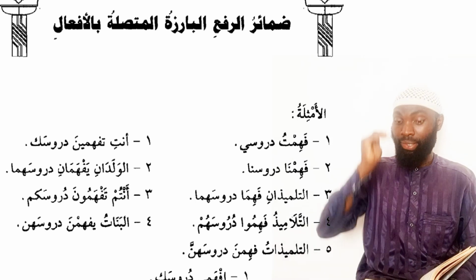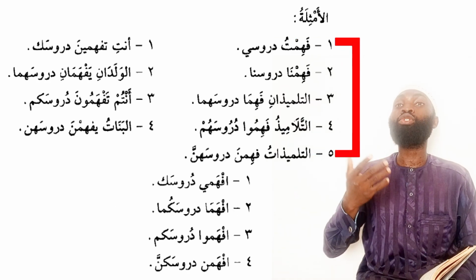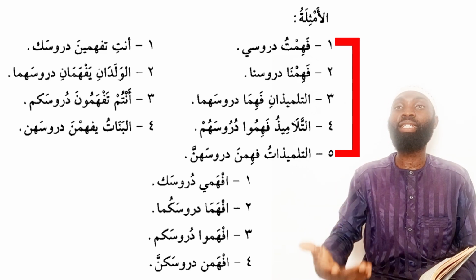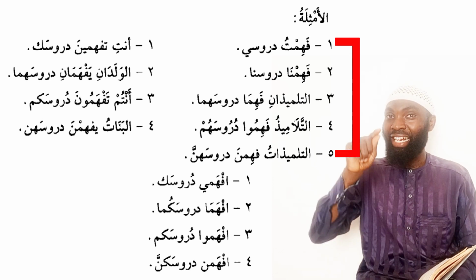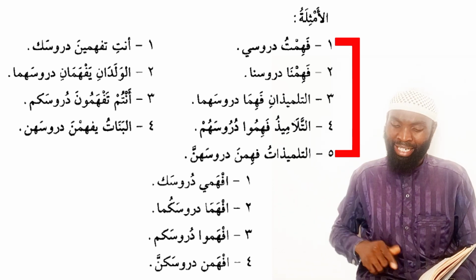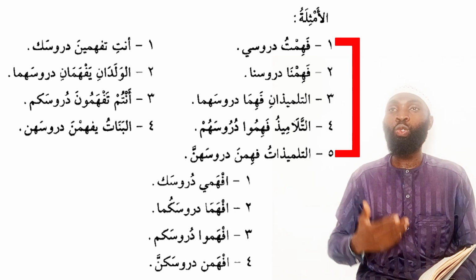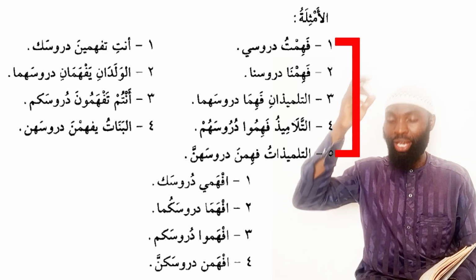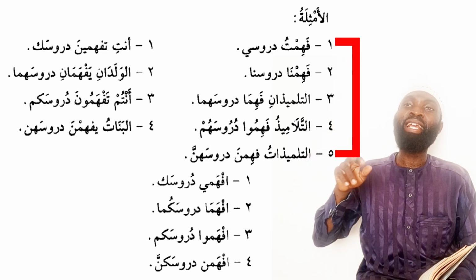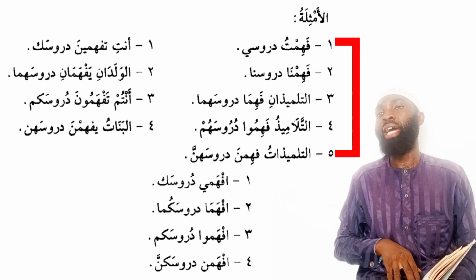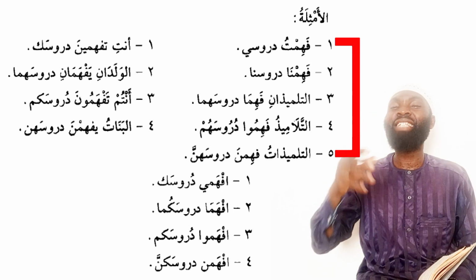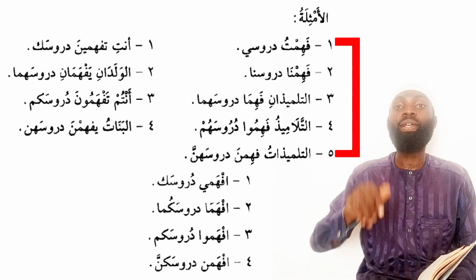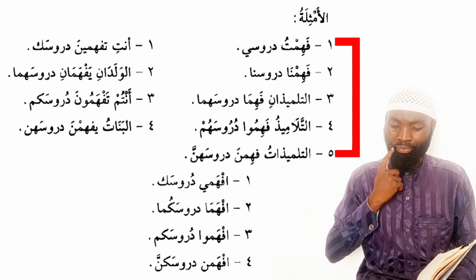The first example, as you can see, says fahimtu durusi, I understood my lessons. You can see the tu there, I. The second example says fahimna durusana, we understood our lessons. Fahimna, the na there is the we. Then fahima durusahuma, the two pupils understood their lessons. You can see the word fahima, that alif there is the pronoun representing the two boys or the two males.